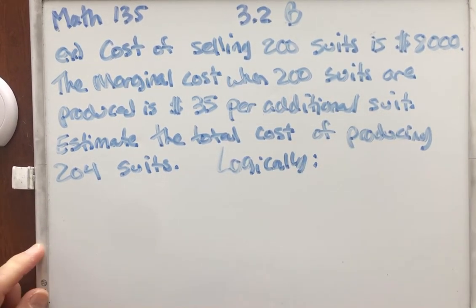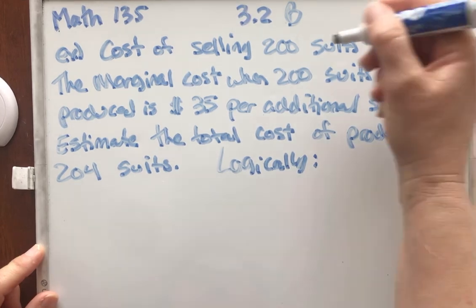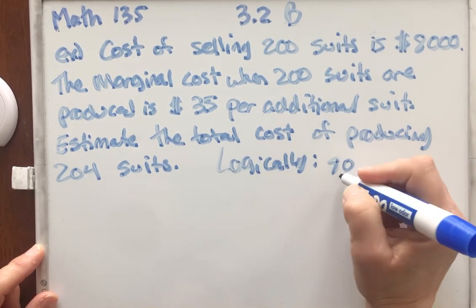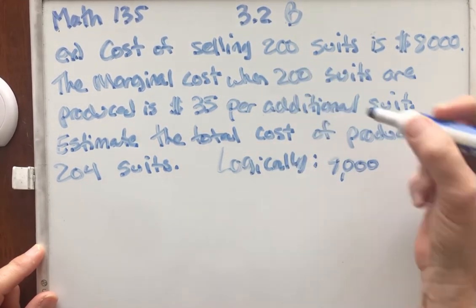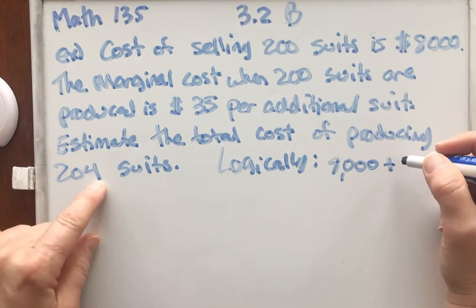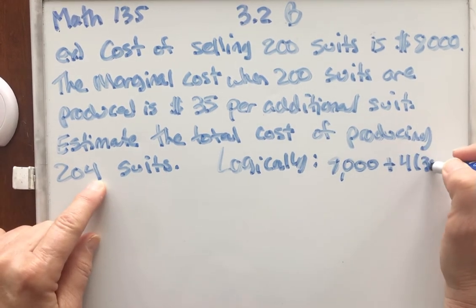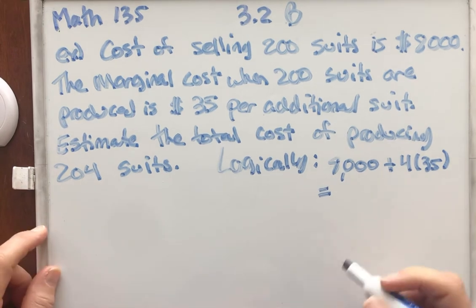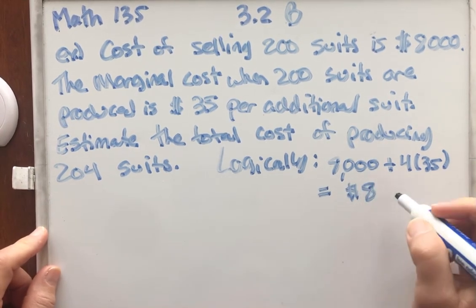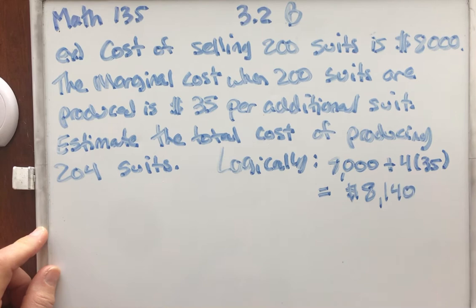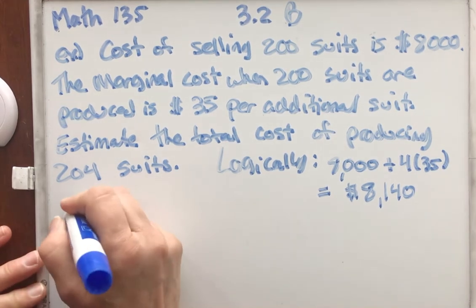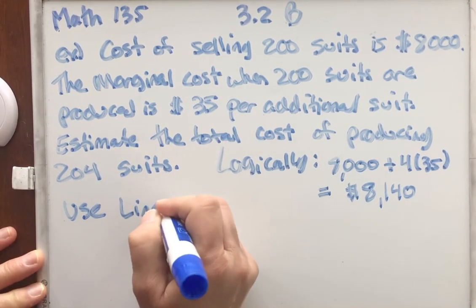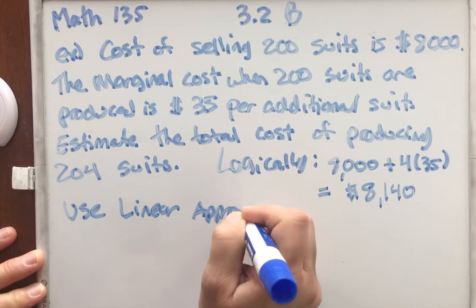Logically, we know that we have $8,000 for 200 suits, and then we have $35 per additional suit, and we have 4 additional suits, so 4 times 35, and that is going to equal a total of $8,140. But for the sake of this lesson and what we're going to be doing today, we're going to use a linear approximation.